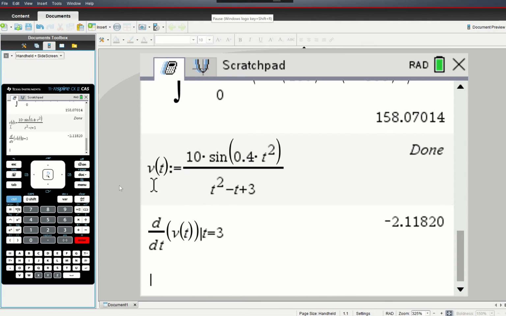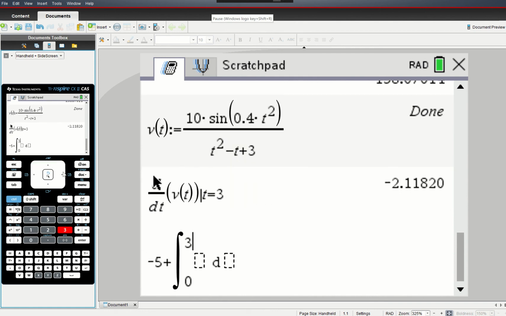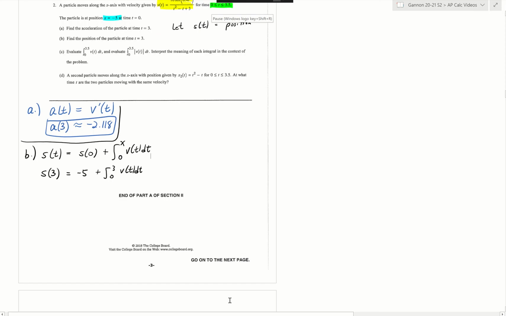Now at that particular point, we can go back to our calculator, and we've got -5 plus, we can just go shift plus, and we're going to integrate from 0 to 3 of v of t dt. Hit enter, and we get approximately -1.760. Again, just a reminder, College Board is always going to want you to go to 3 decimal places. So that's going to take care of part B.